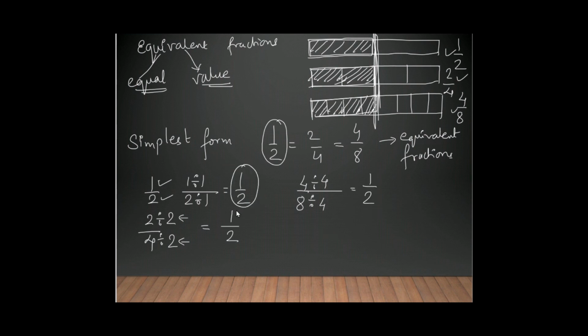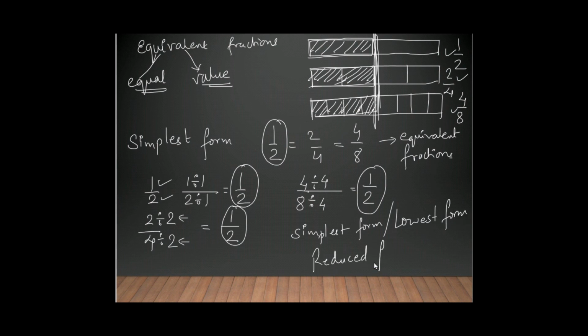So half is called here the simplest form, or you can also call it the lowest form. There are different names for this, or the reduced form. Now what is this form? This form is such that you cannot divide it any further. Now half I can't divide any further. So when you reach a fraction where you cannot divide further, that fraction is called the lowest form or the simplest form or the reduced form.